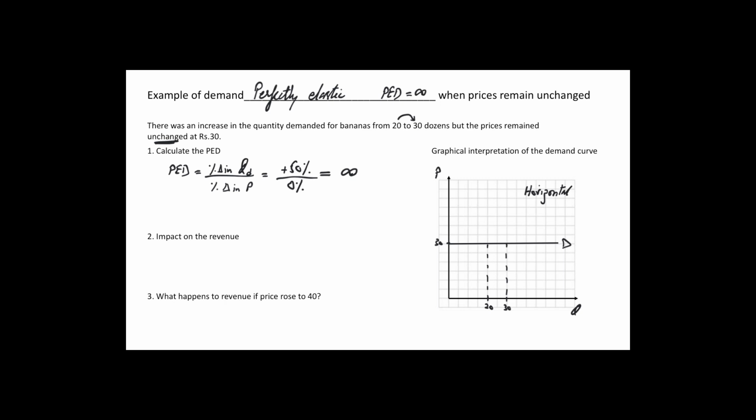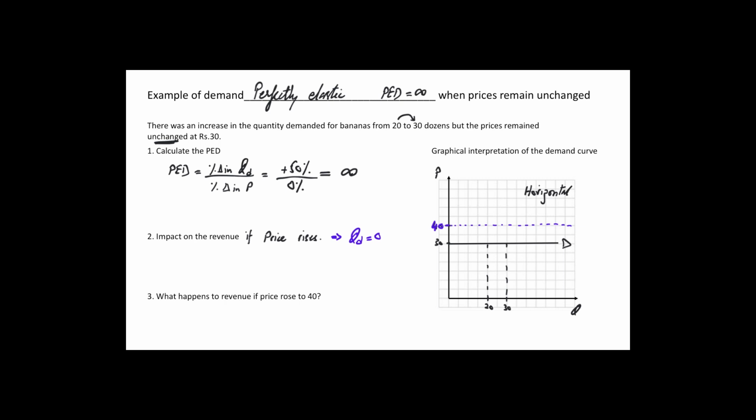What's going to happen if I increase the price? Impact on the revenue if price rises. Let's say I'm raising my price of bananas from 30 rupees to 40 rupees. How much will I sell if I increase my price? So basically, if I raise the price, I take the dotted line to see where it intersects the demand curve. Turns out it doesn't intersect the demand curve anywhere. What this means is that if I raise the price, then quantity demanded becomes 0.